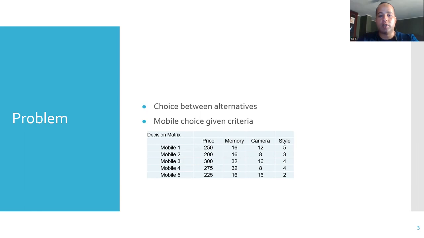The mobiles have decision criteria which make up the decision matrix that we can see here. The decision criteria for the decision-making problem are price, memory capacity, camera quality, and style ranking. This means we have both quantitative and qualitative variables, which is style ranking.